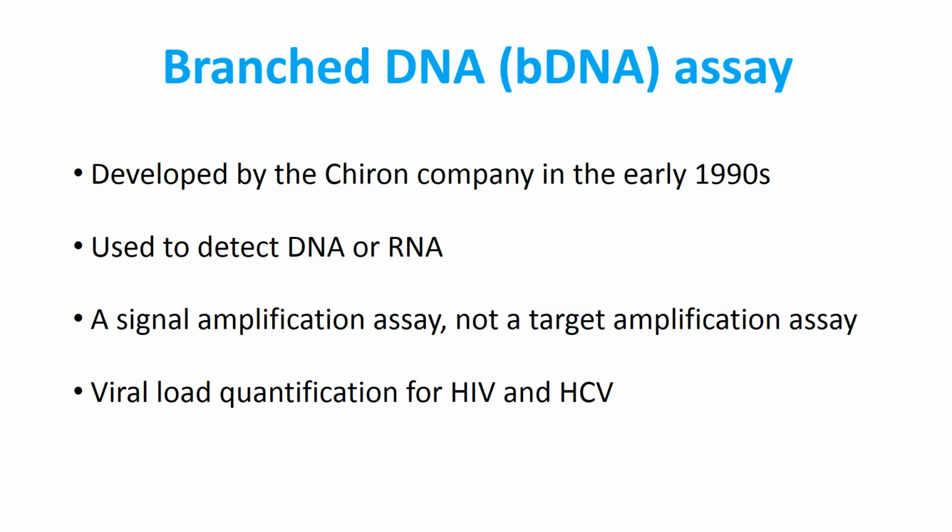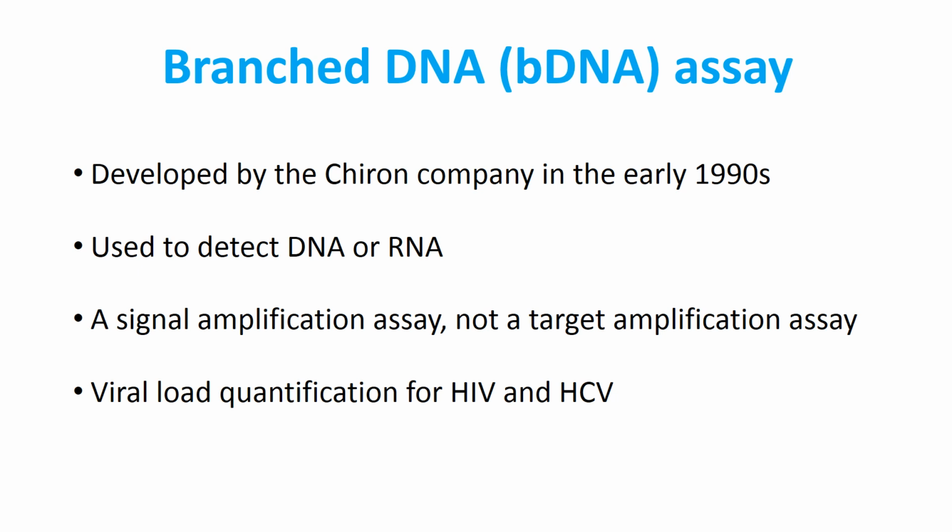Now let's talk about branched DNA assay. Branched DNA assay was developed by the Chiron company in the early 1990s. Branched DNA assay is one of nucleic acid assay. This assay can be used to detect DNA or RNA. This assay is a signal amplification assay, not a target amplification assay. In this assay, the DNA or RNA will not be amplified. In other words, the number of DNA or RNA will not be increased.